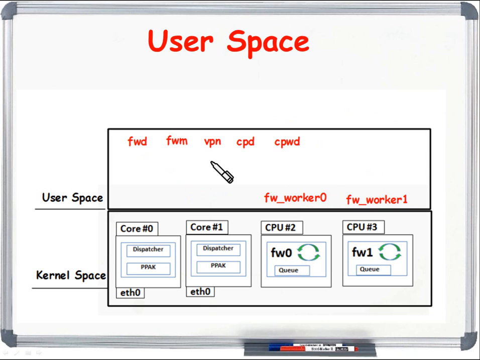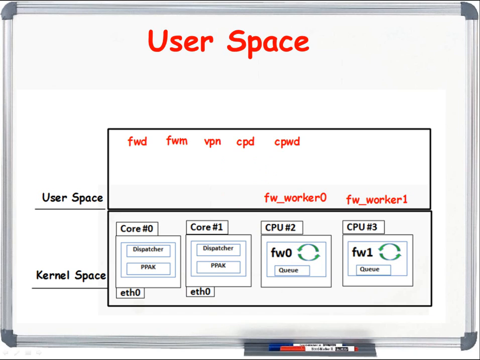Let's take a look at another example. Let's say you want to view the firewall tables. fw tab to view the firewall tables. You type that at the shell. The shell is going to request that information from the firewall worker 0 instance. Firewall worker 0 is going to make a request to all the other instances. And then it's going to aggregate all the information and provide information back to your shell.